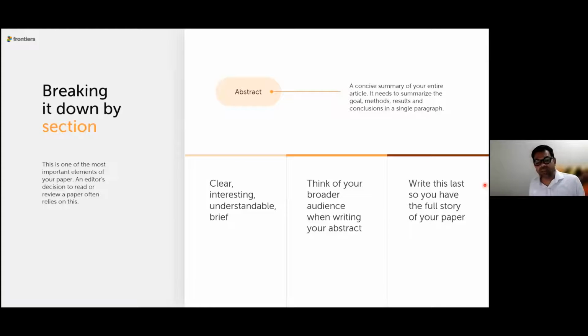And as I mentioned, write this last so that you have the full story of your paper. I will touch on that again later, but this and the summary or conclusion you write at the end of the paper are very different, okay? They serve very different purposes. So to me, this is one of the most important elements. Also, sometimes an editor's decision, not always, to read or review a paper often relies on this. I at least don't rely only on the abstract, but I think some editors may, okay?